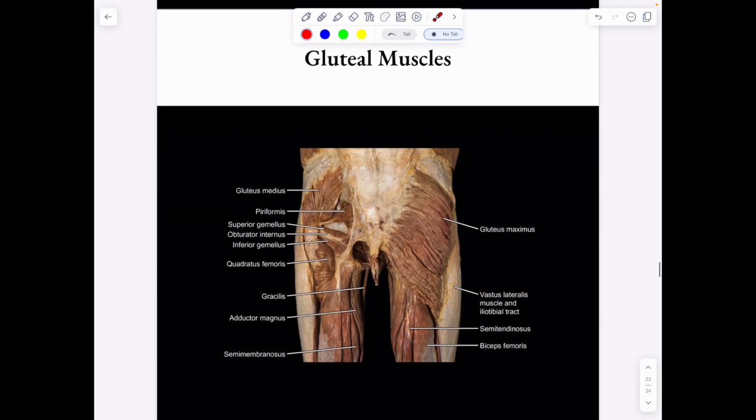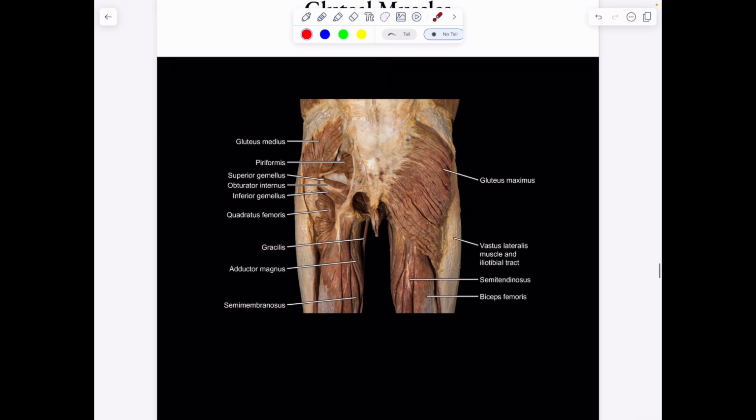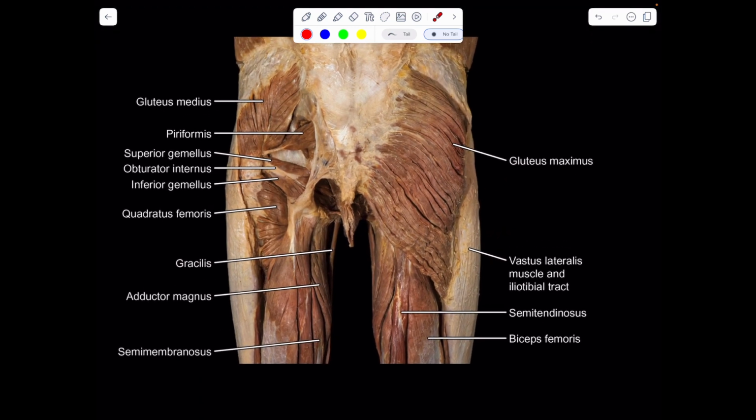So let's focus starting with our gluteal region. We're going to zoom in on that region. On this one is our superficial view. This is our deeper view. So superficially, here is the glute max, right? Big muscle. See how the fibers go in this diagonal away and down. That is how the fibers look for the glute max.